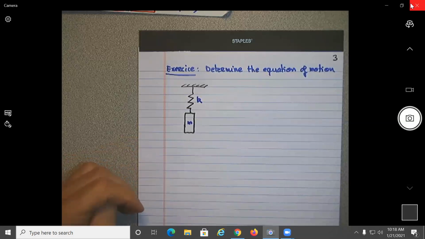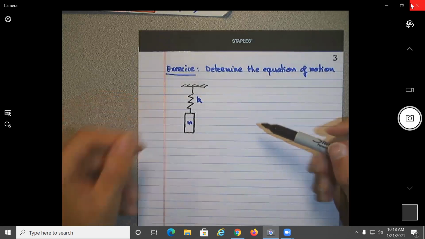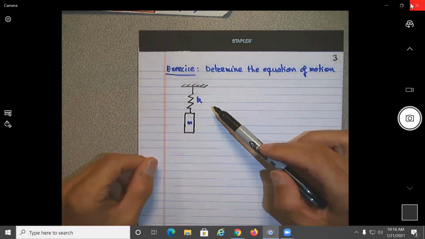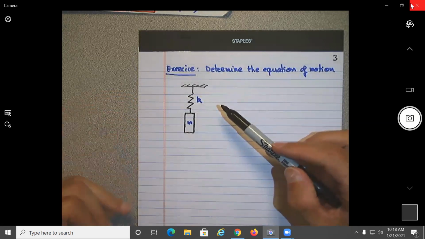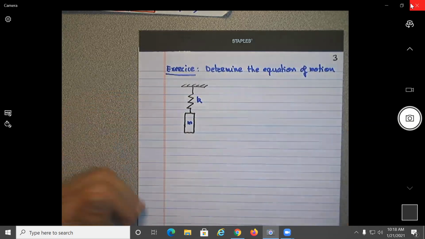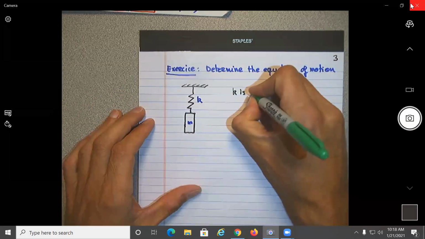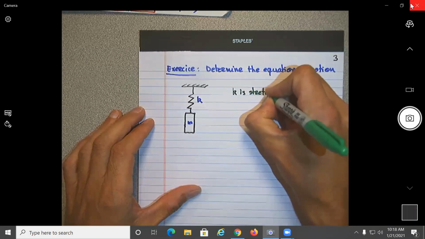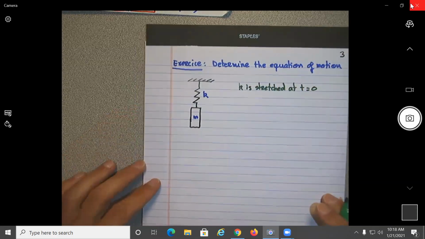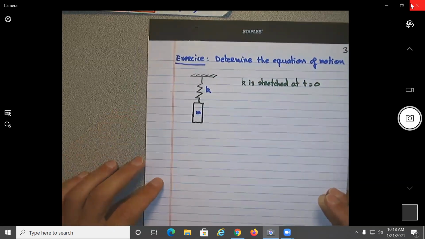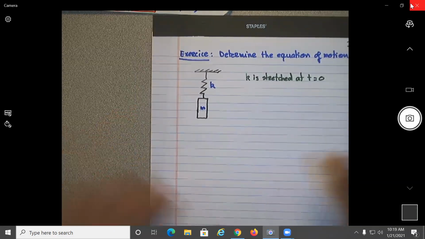So now here what happens is that before we decide to either pull this down or pull it up, the spring at t equals 0 is not stretched in the previous case. This time, the spring is stretched at t equals 0, no? Okay, when the system is not in motion, so let's say K here is stretched at t equals 0. All right? Okay, so it doesn't matter, okay?